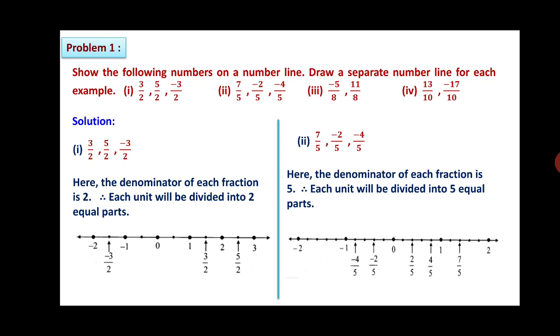You can see in the figure. Minus 2 by 5 and minus 4 by 5, these both are less than 0. So those are lying on the left side of the 0, and it is lying between 0 and minus 1. So minus 2 is the second equal part. You can see minus 2 upon 5. And the fourth equal part is minus 4 upon 5, to the left hand side of the 0 on the number line. Thus we can represent these 7 by 5, minus 2 upon 5, minus 4 upon 5 on the number line.